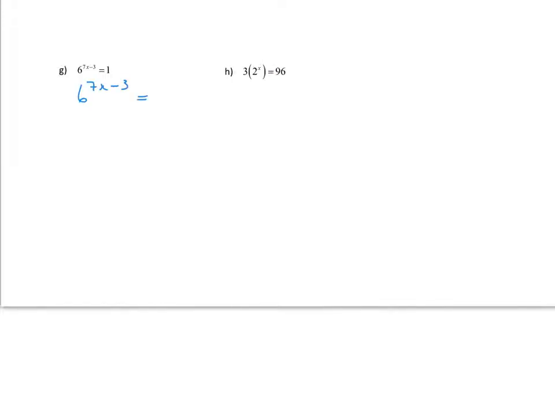Okay, this is an exception to the rule. This is one where if I have a base of 1, I can rewrite that base of 1 as any base with an exponent of 0. So since my base here is 6, I could rewrite that as 6 to the exponent of 0, because anything to the exponent of 0 is equal to 1. That then means that 7x take away 3 is equal to 0. I can solve that then for x, and x is equal to 3/7.